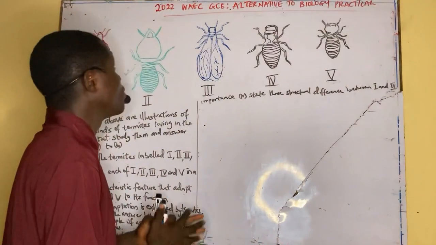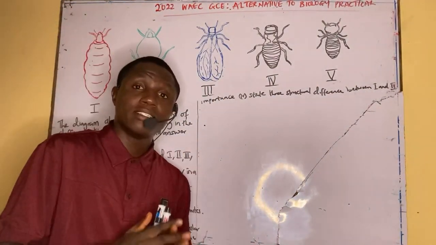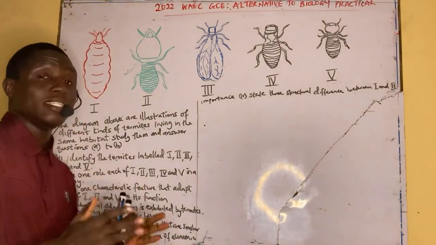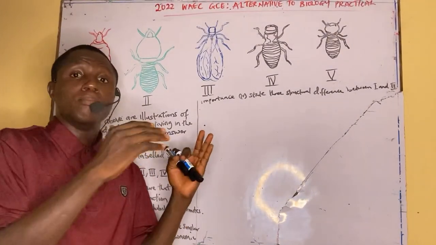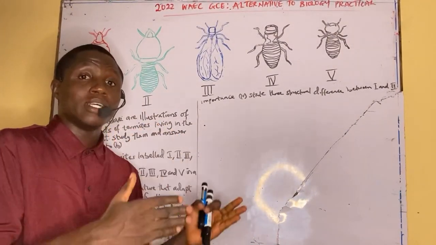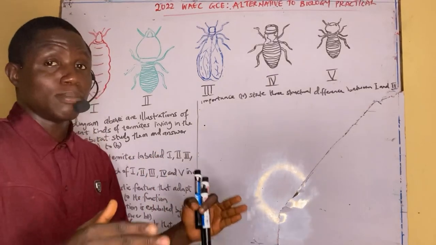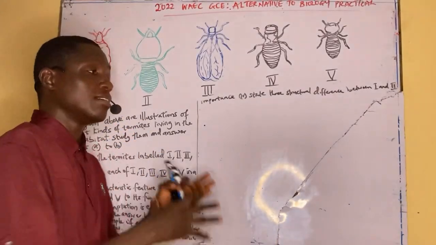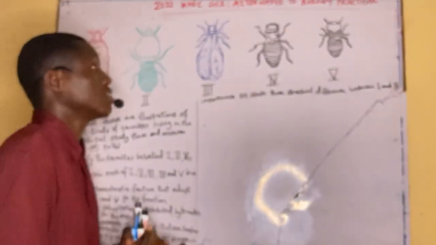Today, we'll be considering the 2022 GCE alternative to biological practical. This is a question based on the theory aspect. You don't need to carry out the practical aspect of the questions, but the information concerning the practical has been given in this question, and we use that information to answer the questions that follow.